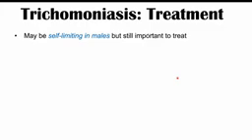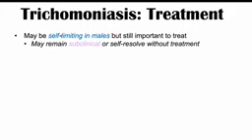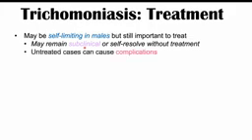Once a clinician has made the diagnosis, how do they treat it? So this condition may actually be self-limiting in males, but it's still important to treat because of some of those complications we talked about before. And if it's not treated, it may remain subclinical, meaning that the symptoms are not as severe, they become more and more mild over time, but the patient is still infected. So they can become subclinical, or they may resolve on their own. But again, it's important to treat this condition because of all those complications we talked about before.